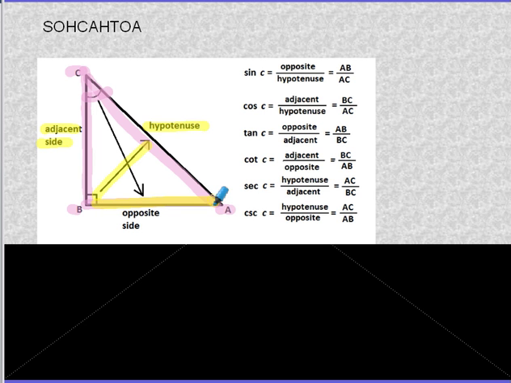SOHCAHTOA tells us sine is opposite over hypotenuse, cosine is adjacent over hypotenuse, tangent is opposite over adjacent, and then our reciprocal functions: cotangent adjacent over opposite, secant hypotenuse over adjacent, and cosecant hypotenuse over opposite. So just a little review. I think we probably know that after finishing Trig Unit 2. But now we're going to look at how we actually label the triangle for these problems, because you have to do it properly, else you're not going to be able to answer the questions correctly.